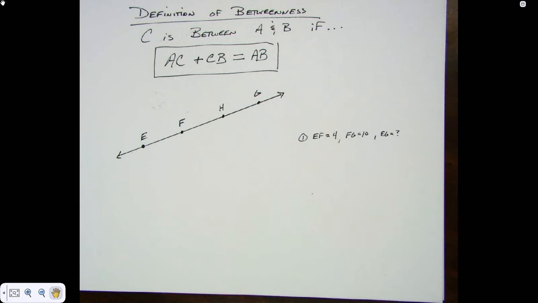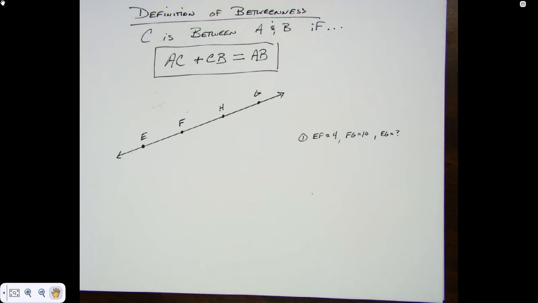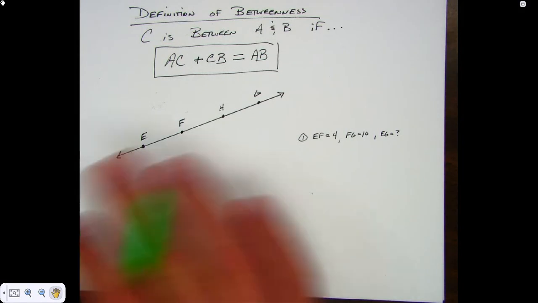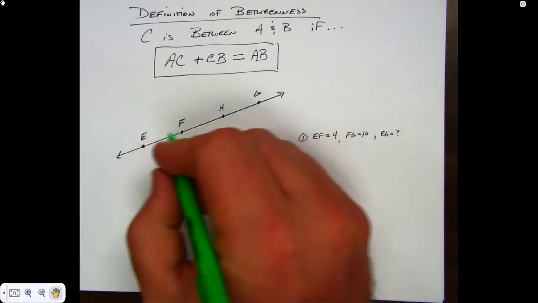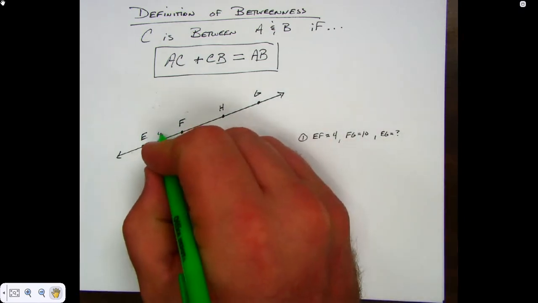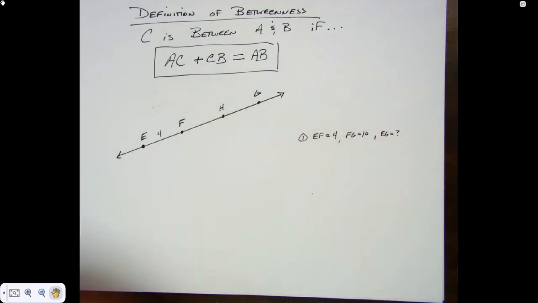I know there, so that's 4. And then F to G. So that's combining them, so I probably ought to do something like that, right? 10, right? And then what do they want to know? E to G. So they want to know.